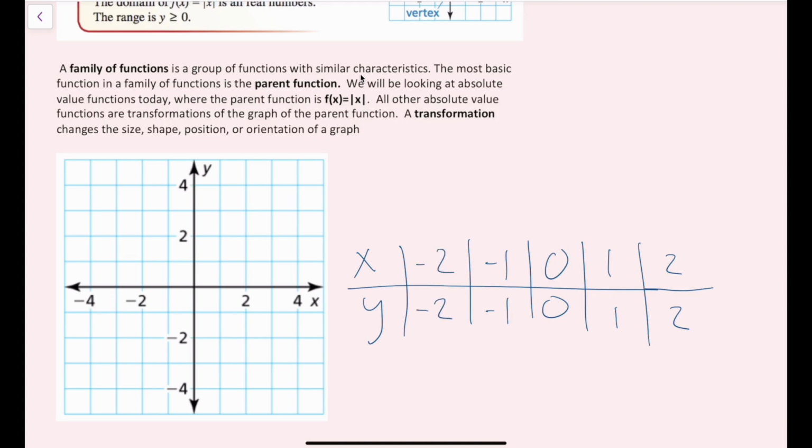So if I plot all these ordered pairs, I can keep going with this pattern because it's not going to change. Then I'll draw my rays. That is how we get the absolute value parent function.